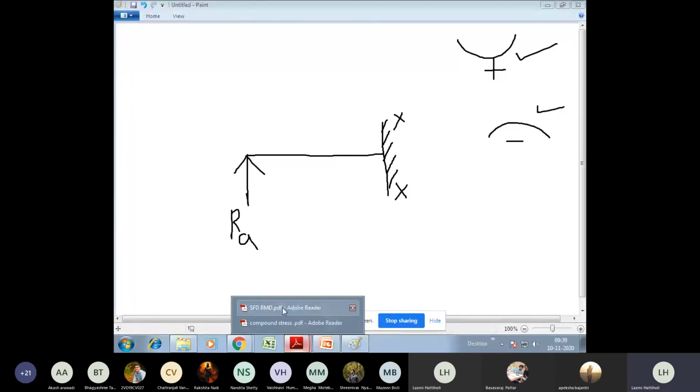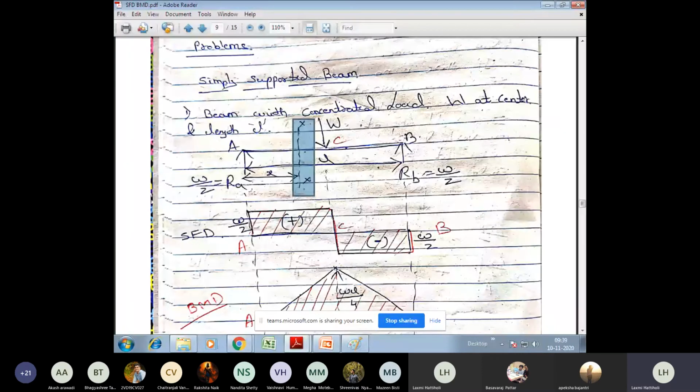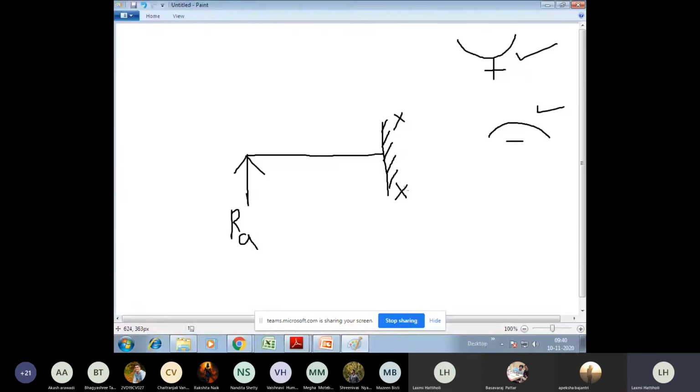Now I have taken a section XX here. I am applying RA in this way. I am asking you whether it is sagging or hogging. So here XX I have imagined to be fixed support. You should imagine it every time I show you this diagram. This is my first numerical example. That's why I'm just showing it to be fixed support.